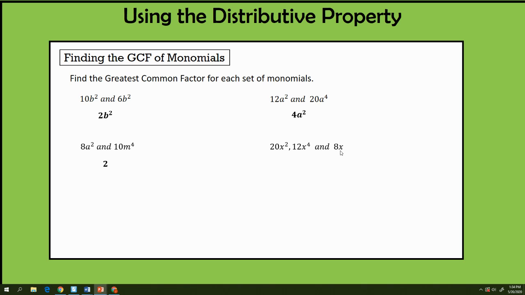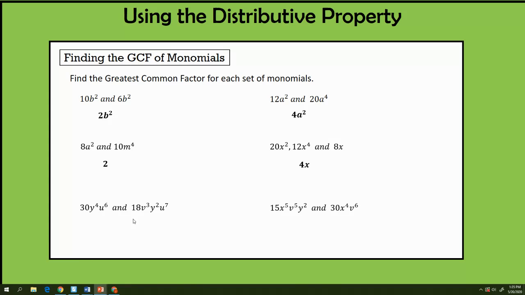Okay, now I got 3 terms to consider. Still do the same thing. Look at the numbers first, 20, 12, 8. I know they can all be divided by a 2. However, that's not the biggest. They can also all be divided by a 4. And that is the biggest. So 4 is your number. Now, variable-wise, I got x squared, x to the fourth, x. So at most, they all have at least one x. So 4x is our GCF. It's the largest number, and it's the variable to the lowest power, really, that they all have in common, right?